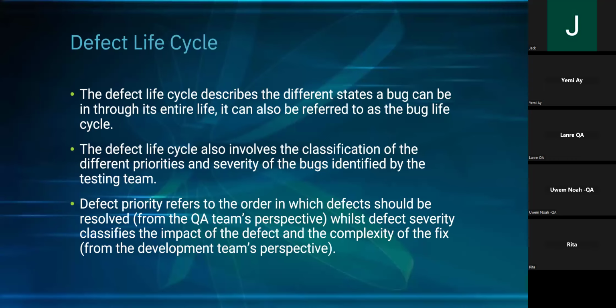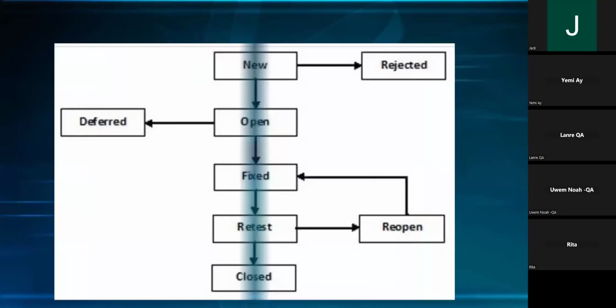So in priority, always have it in your mind, it tells you high, medium, low. Severity: major, critical, medium, low risk. Critical, major, high, all those are things that come under severity. So this is the defect life cycle.